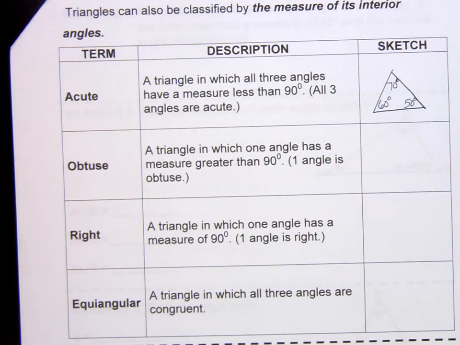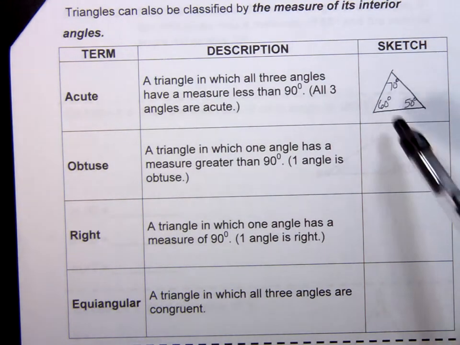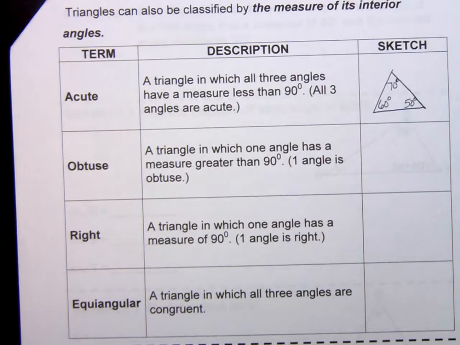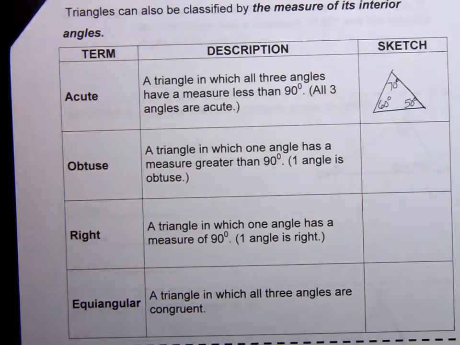Acute just means less than 90. 70 is less than 90, 60 is less than 90, and 50 is less than 90. So in that situation, all 3 angles are less than 90 degrees. So this is an acute triangle.